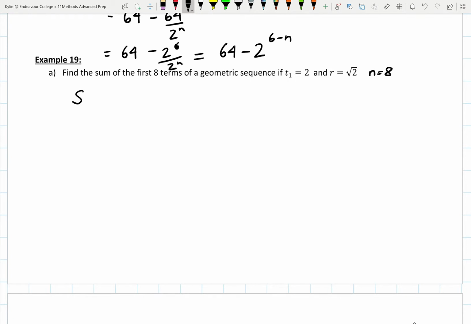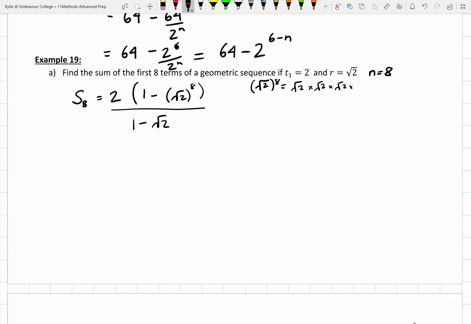So the sum to 8 terms is going to be our first term, which is 2, outside of 1 minus our ratio, which is the square root of 2 to the power of 8, on 1 minus the square root of 2. Now, the square root of 2 to the power of 8, I'll just write it out here. Square root of 2 to the power of 8 is root 2 times root 2 times root 2.